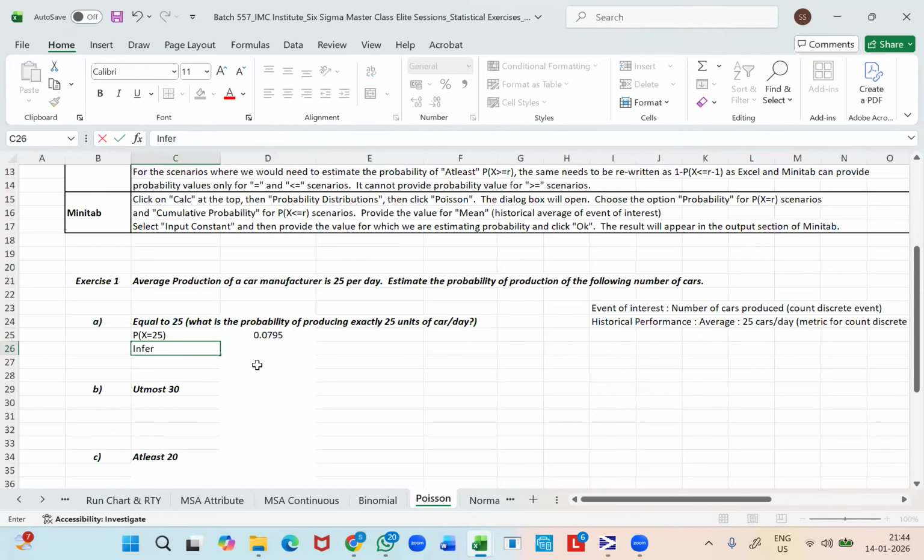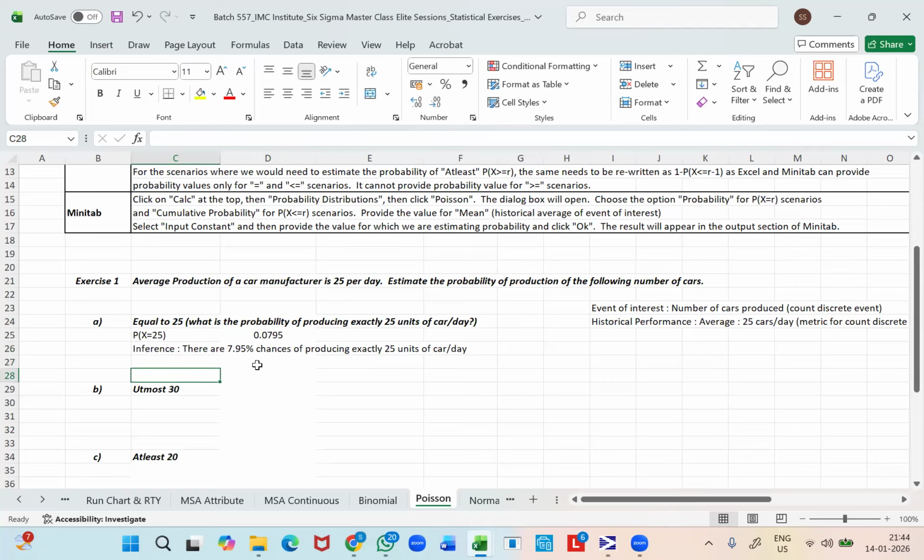So what will be the inference? The inference will be: there are 7.95% chances of producing exactly 25 units of car per day. So this is the inference.